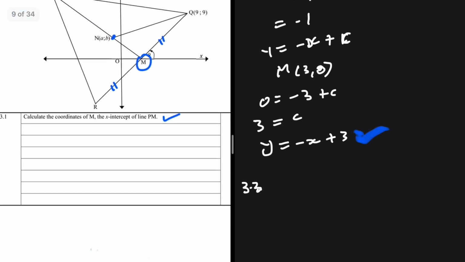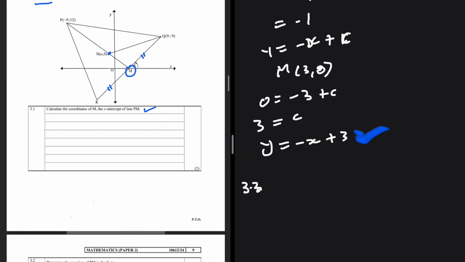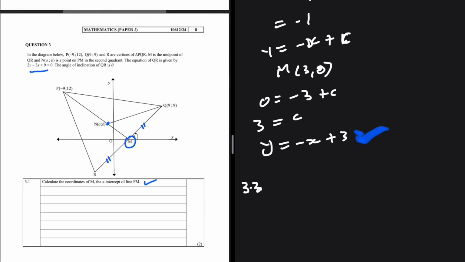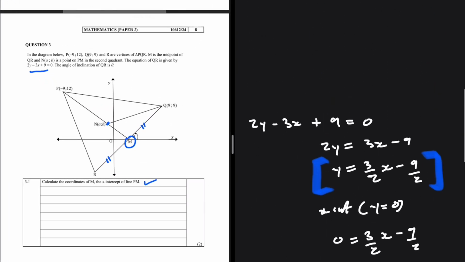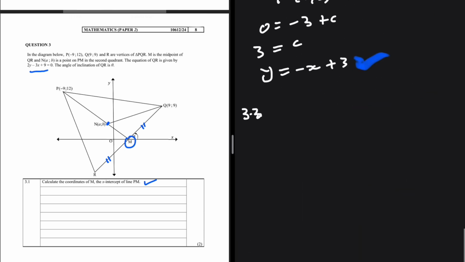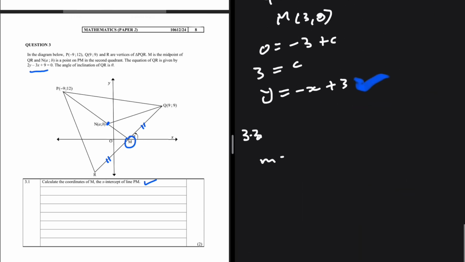No, we don't have the equation of QR. Let me check. No, we do have the equation of QR. Remember what we did in 3.1 when I said that we might need this equation. So right, we know that the gradient is 3 over 2. This is from 3.1, right?